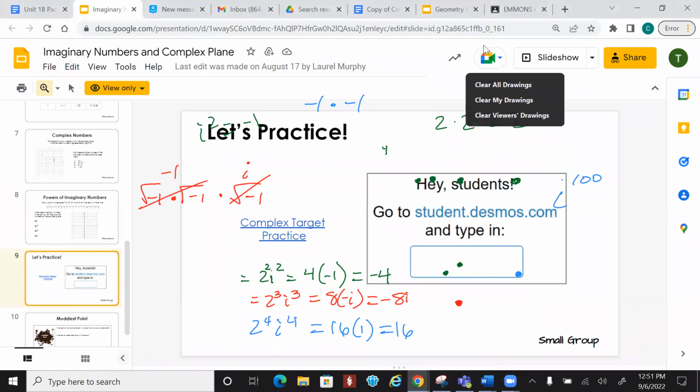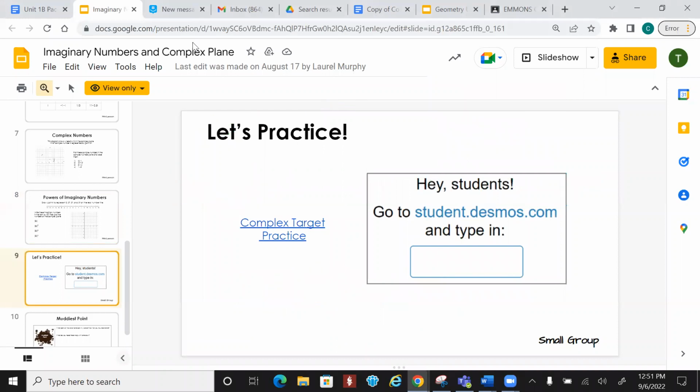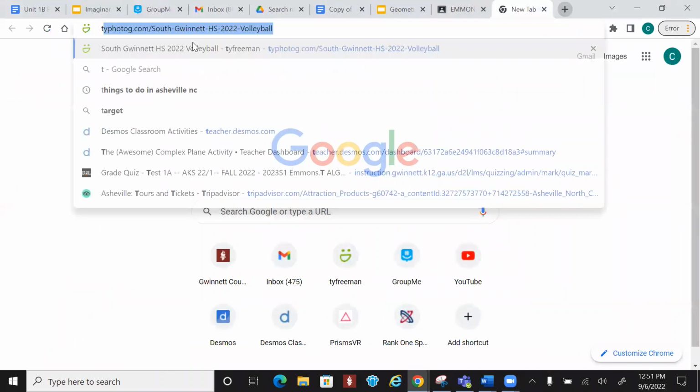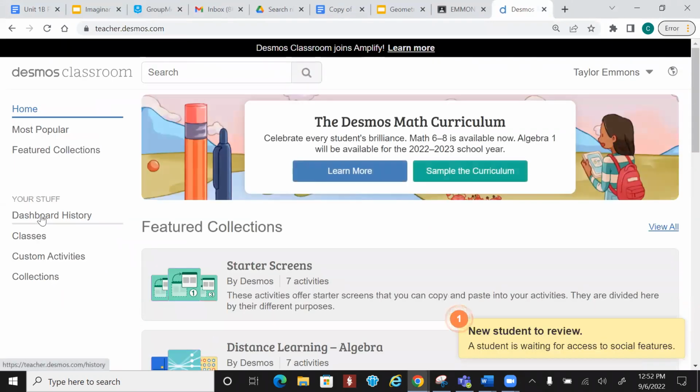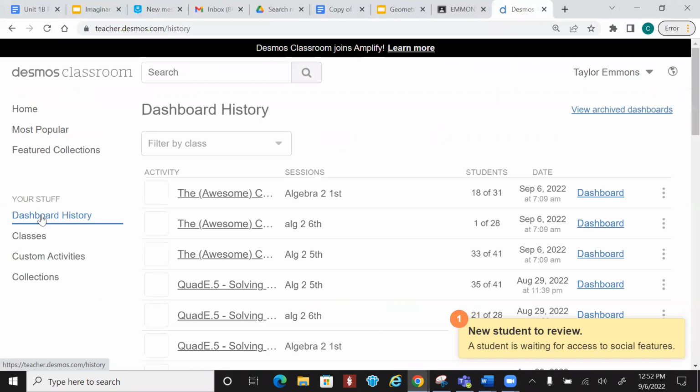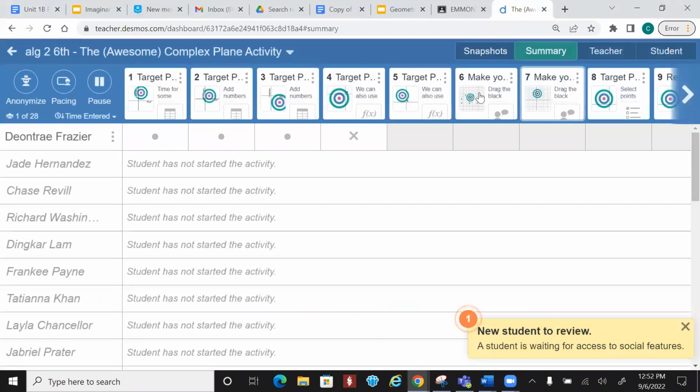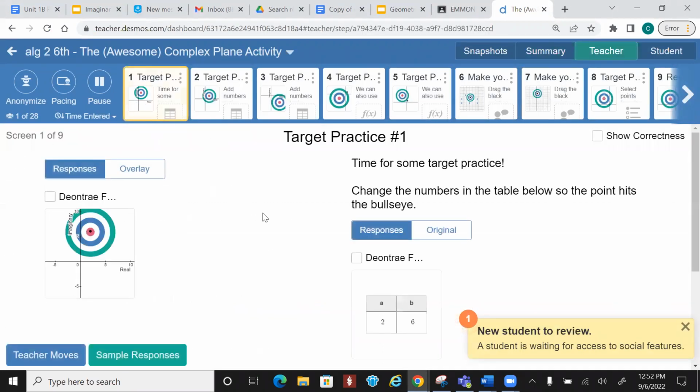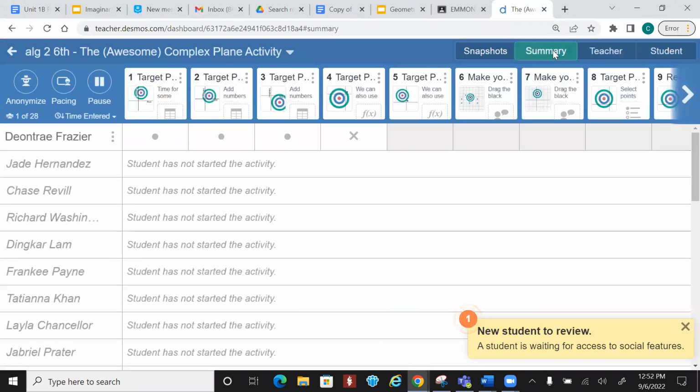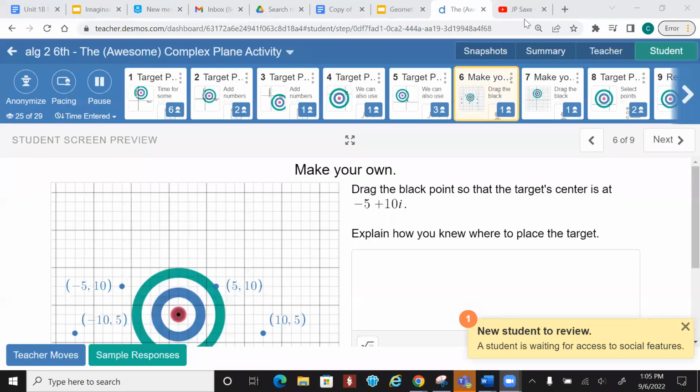All right, so you're going to go to student.desmos.com. I know, the worst. Okay, go to student.desmos.com. This one's not long. You're going to go to that page, and there are 9 slides. All you're doing on this one is literally moving a black dot onto the target. Take a moment, go ahead and log in.